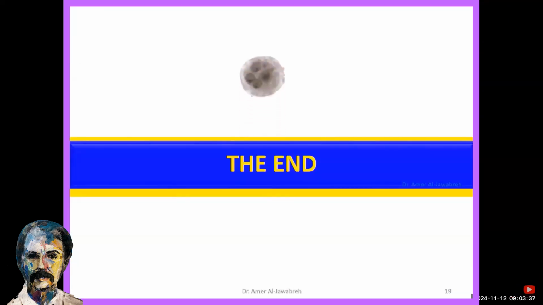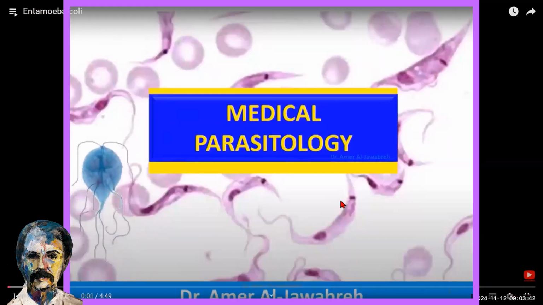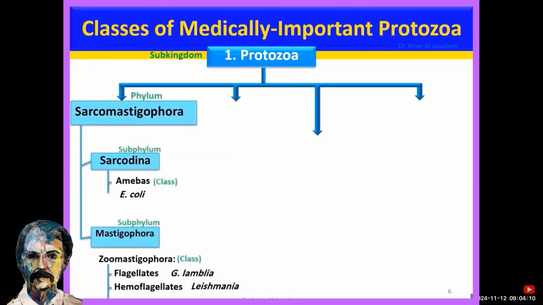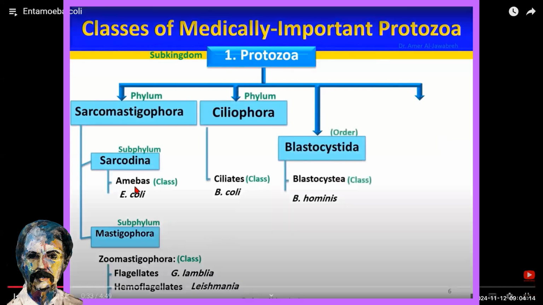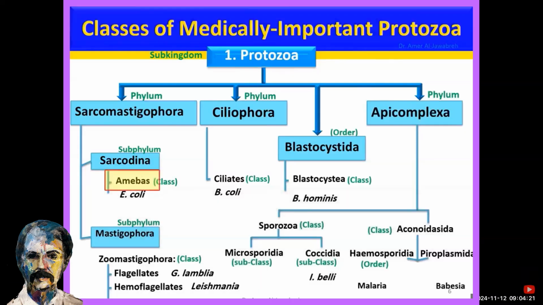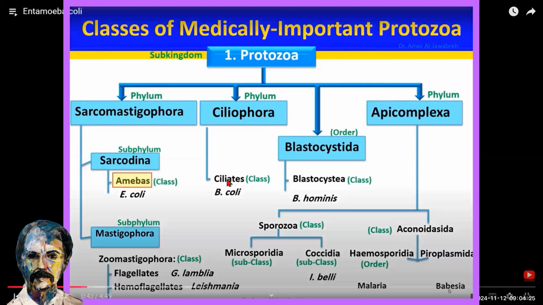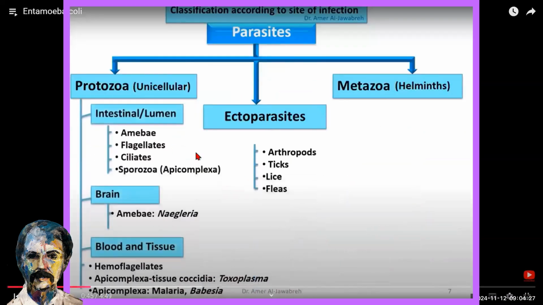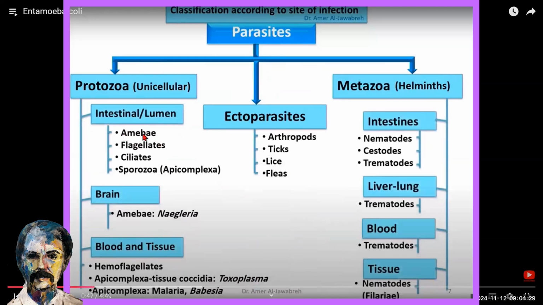Now let's go to the most common Entamoeba species, which is E. coli. Most commonly encountered in the lab. Sarcomastigophora, Sarcodina amoebas, we are here. Taxonomically, we are here. According to site of infection, we are in the intestine, amoebas, so we are still here.